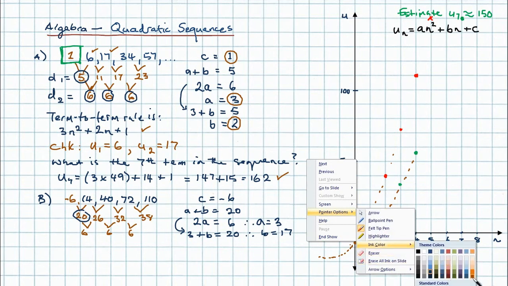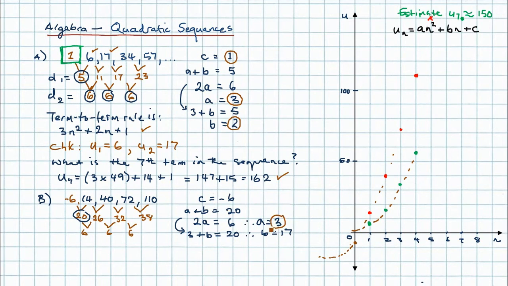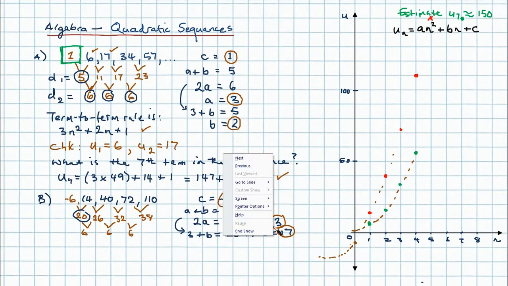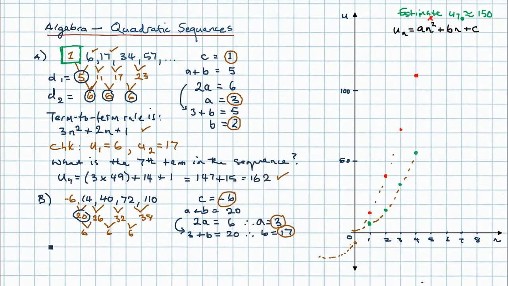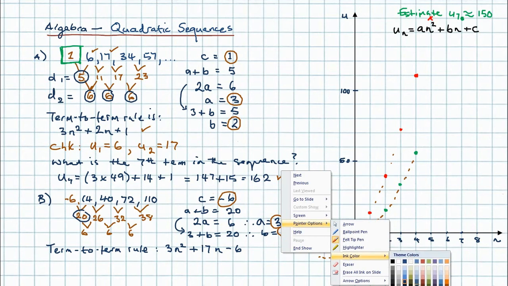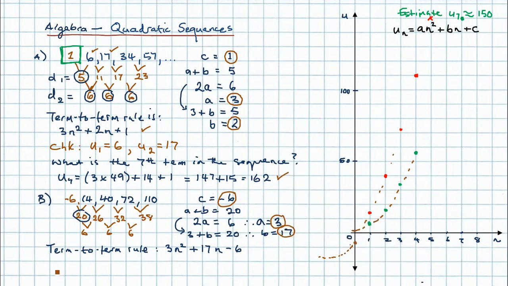And that's all we need to do. I'll just highlight those quickly, because I think it helps. But we've got our A term here, our B term here, and our C term here, which is a negative. And that means our term-to-term rule must be, let's write it here because we haven't got much room, here's our A term, so 3n squared. Our coefficient of n has got to be 17, so B equals 17. And our constant, negative 6, so minus 6. So we're done. We've demonstrated how to get the term-to-term rule, but finally we must remember always to check.